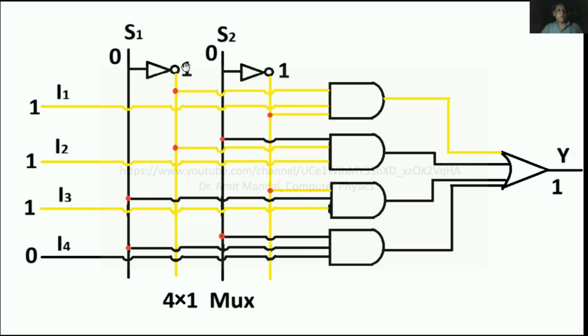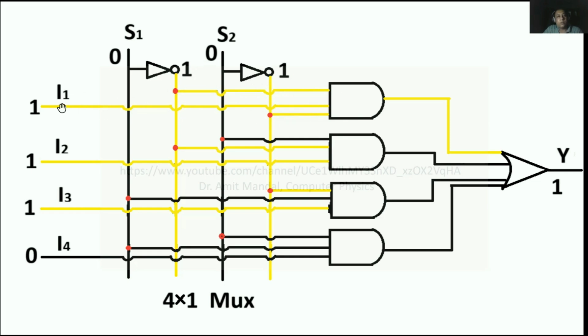The output of this NOT gate will be 1. Similarly, S2 is also 0. I am taking S2 as 0. Then the S2 line is this, S2 NOT is this, so S2 NOT will be 1. So we can see only this first AND gate is getting 1 from the selectors. This first AND gate is connected to S1 NOT as well as S2 NOT. So all three are 1 now.